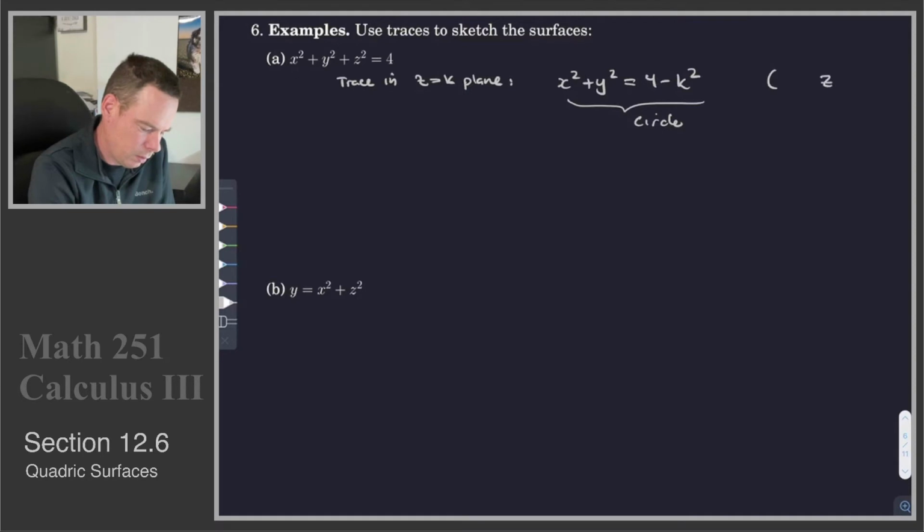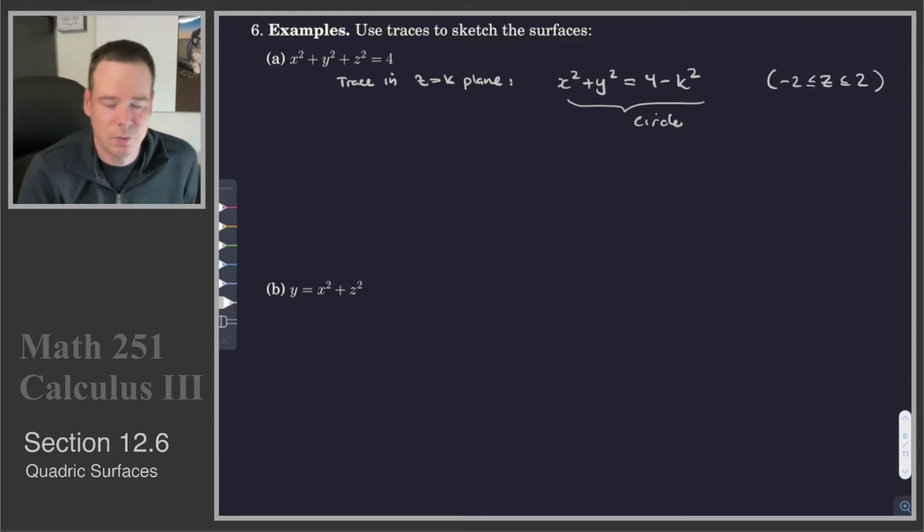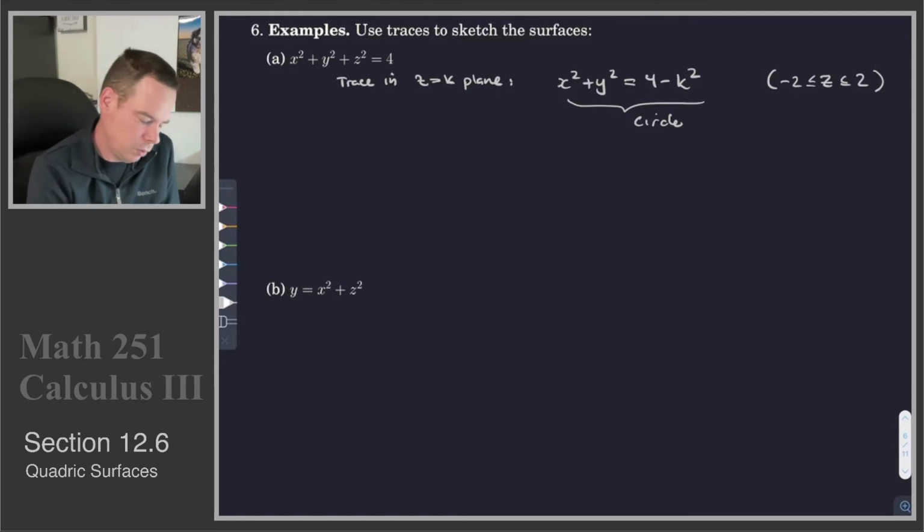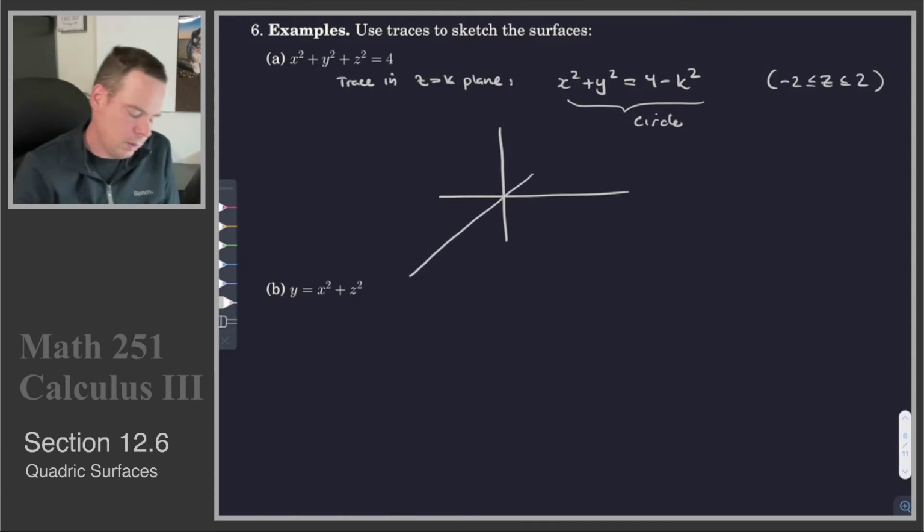We need to make sure that z is trapped between -2 and 2, because if z was bigger than 2 in magnitude, let's say z was 5, for example, then the right-hand side would be 4 minus 25, which would be a negative number, and x squared plus y squared could never be a negative number, so there'd be no solutions for x and y. So in order for there to actually be solutions for x and y, we need z to live between -2 and 2. What that means is that when we draw a horizontal plane to cut this surface, it has to cut it in a circle.